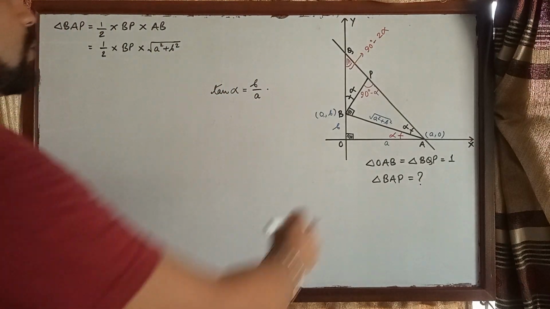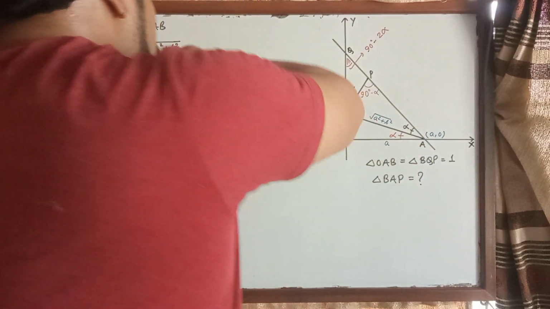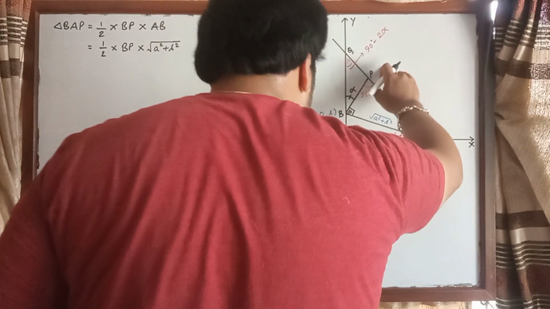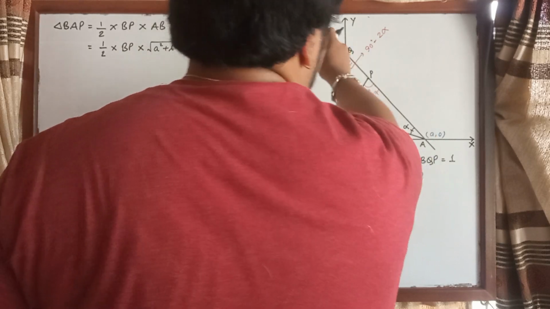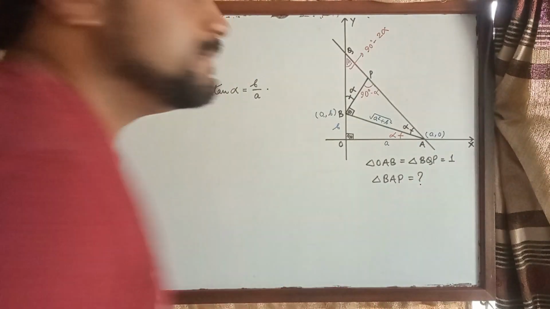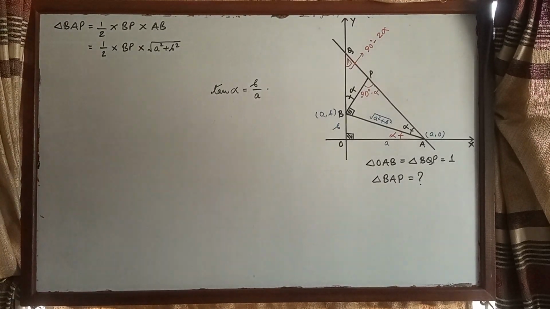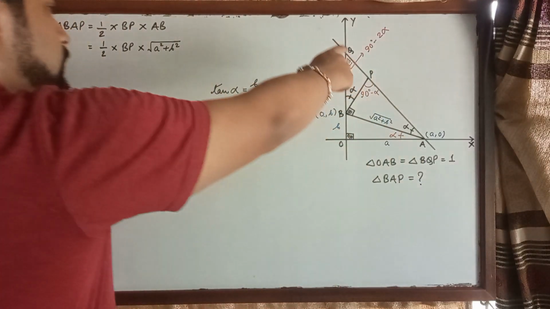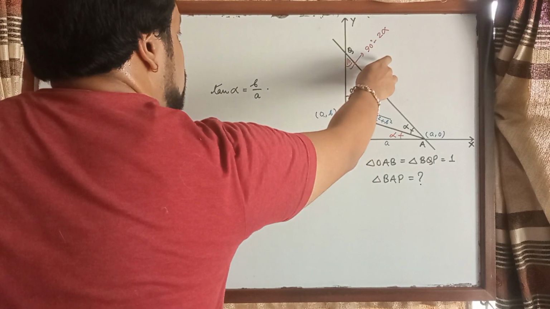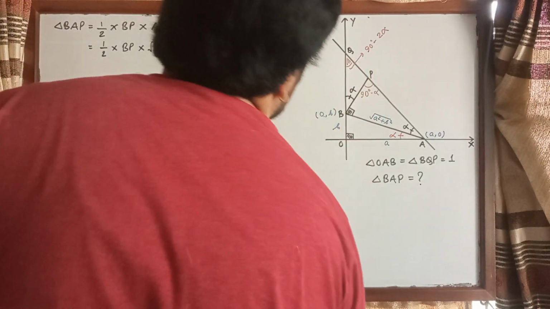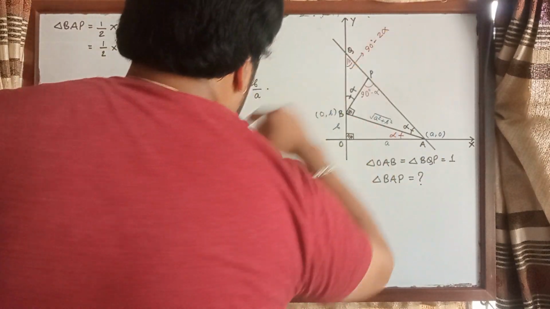Now we need the coordinates of P, right? For the coordinates of P, we need the equations of BP and AQ. Tan alpha is b over a, and to find the length of BP, we already have the coordinates of B, and we require the coordinates of P so that we can use the distance formula. So we're going to need the equations for AQ and BP.